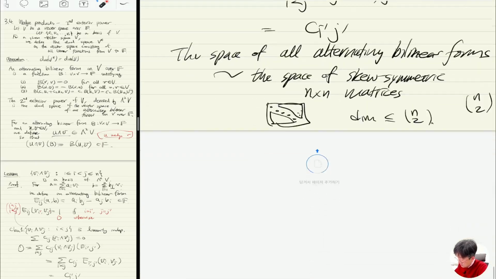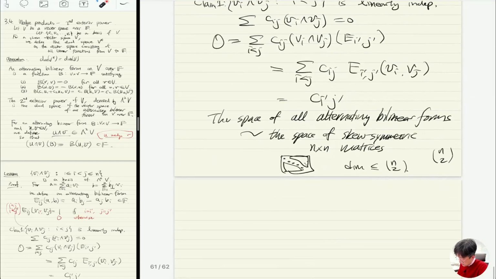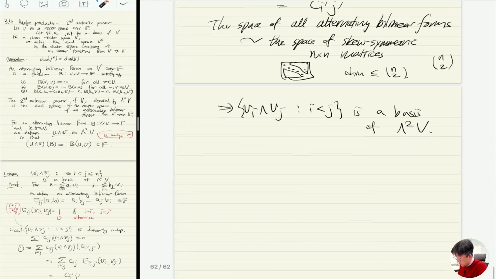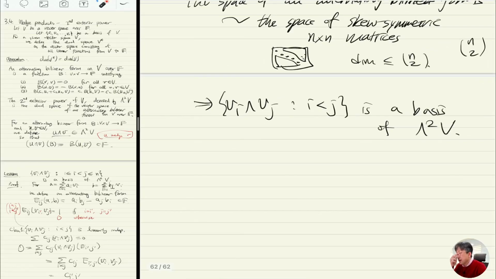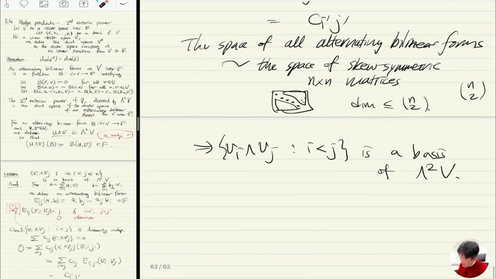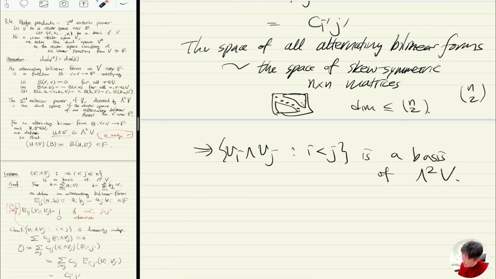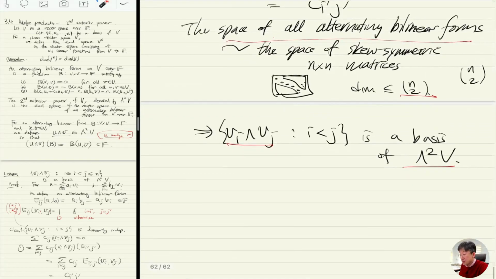So this means that the v_i wedge v_j form a basis of the second exterior power of V. Okay. Did I cheat? No, I don't think I cheated. But the dimension of the dual space is right. The reason is this space has dimension n choose 2. So therefore the dual space also has dimension n choose 2, and we have n choose 2 vectors which form a basis.